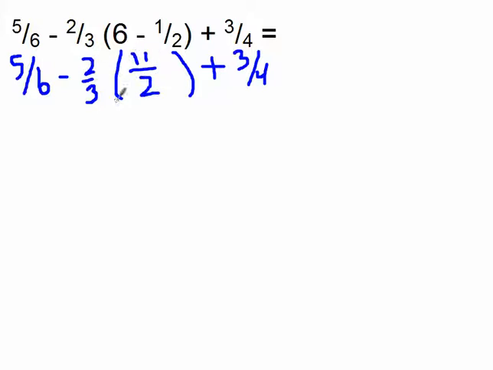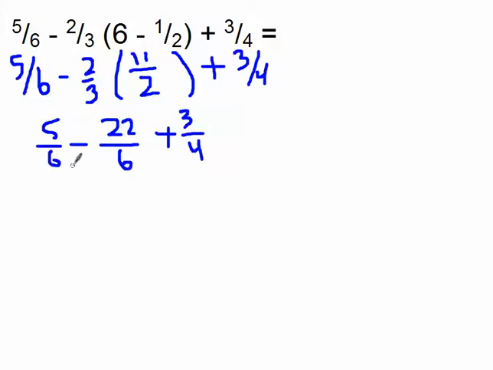Multiply my numerators, I get 22. Multiply my denominators, I get 6. 5/6 minus 22/6 plus 3/4. Please make sure you are rewriting each one of your problems. Now I need to add and subtract. I'm going to subtract first because it comes first left to right.